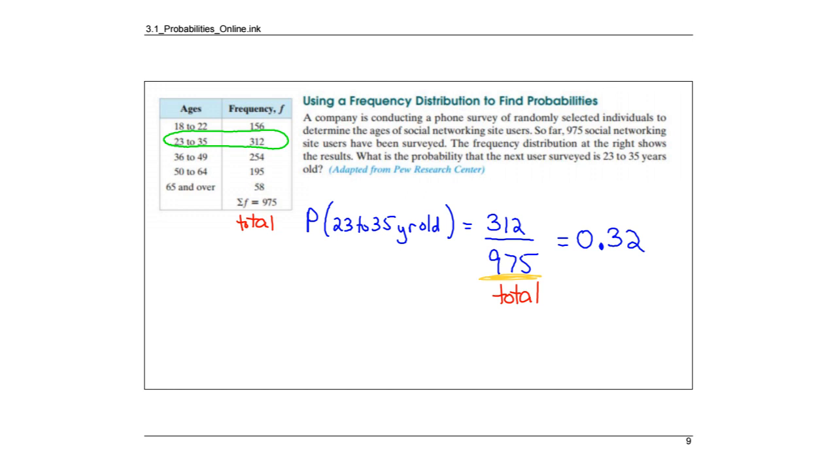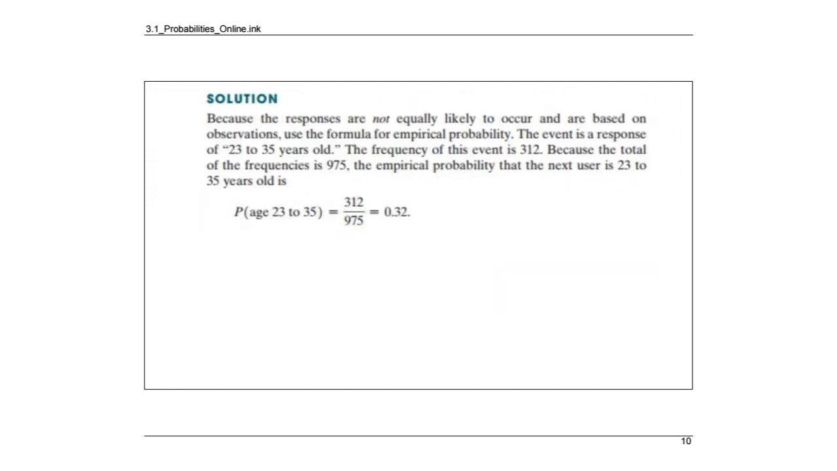So we're just going to go to that line. That would be the second line, 23 to 35. It says that 325 adults that were surveyed are ages 23 to 35. So the 325 is going to be in the numerator, 975 is in the denominator. Pop that in your calculator and you see that the probability that the next user surveyed is 23 to 35 years would be 0.32. All right, so this is again just the problem worked out.